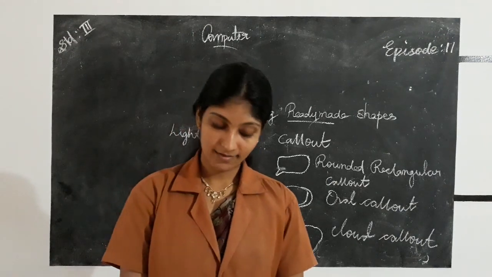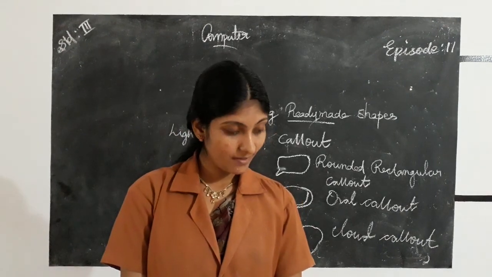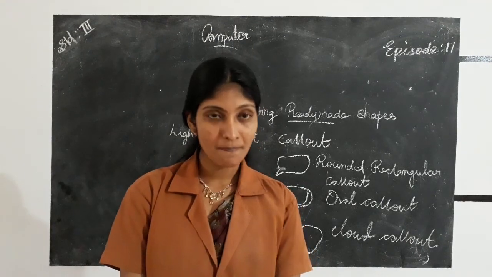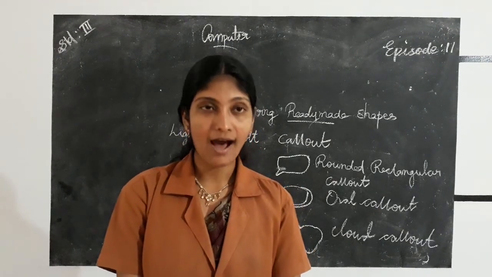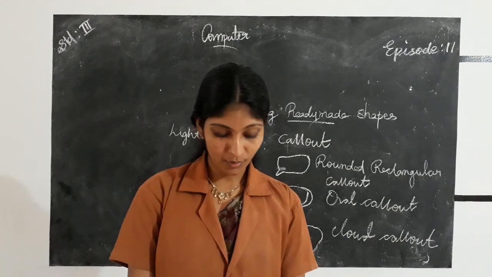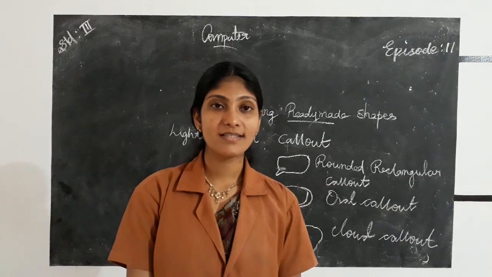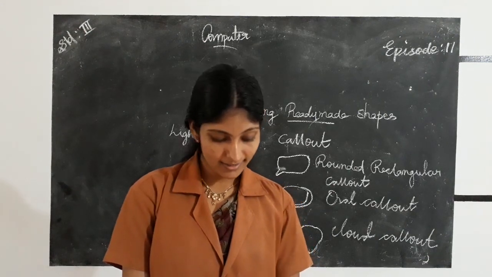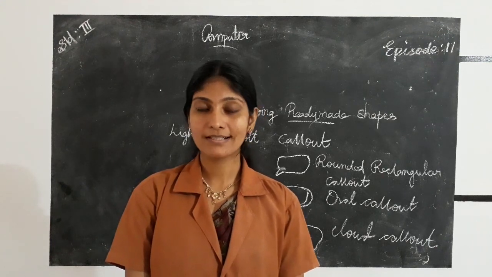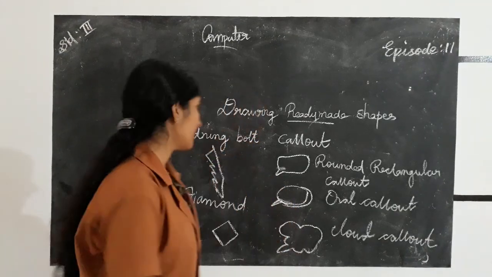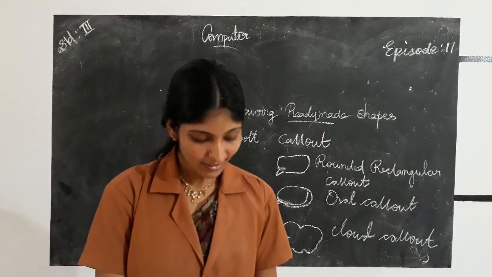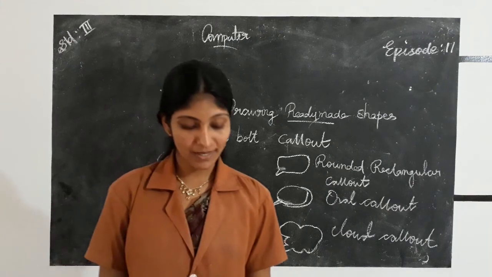curve, oval, rectangle, rounded rectangle, then polygon, triangle, right triangle, diamond, pentagon, hexagon, arrows which include right arrow, left arrow, up arrow, down arrow, then stars which include 4-point stars, 5-point stars, 6-point stars, then call outs, rounded rectangular call out, oval call out and cloud call out, then heart shaped, then next last one lightning bolt. So these are the main ready-made shapes in paint program.